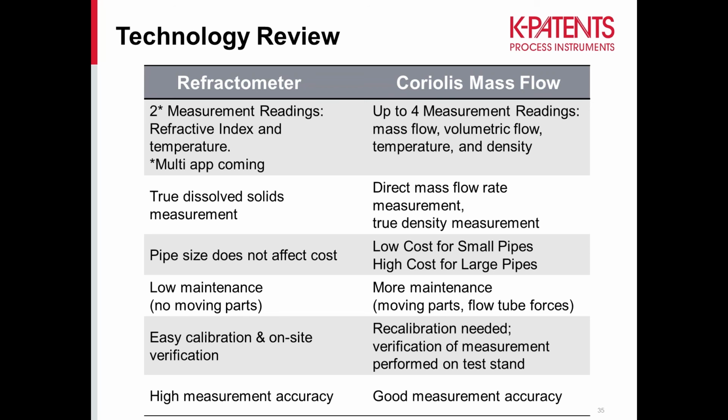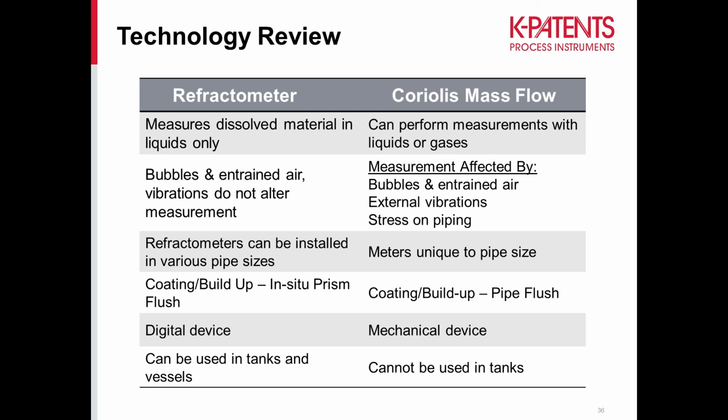So we talked about the refractometers being liquid only, and the Coriolis can do liquids and gases. Bubbles and entrained air vibrations do not alter the measurements, where those measurements for the Coriolis are affected by entrained air, external vibrations, and stress on the piping. Refractometers can be installed in various pipe sizes, where Coriolis mass flow is unique to the actual pipe size of your application. So you have to order that specifically for a 3-inch or a 4-inch line.